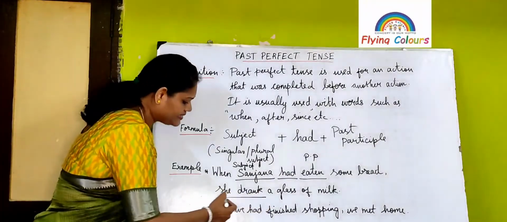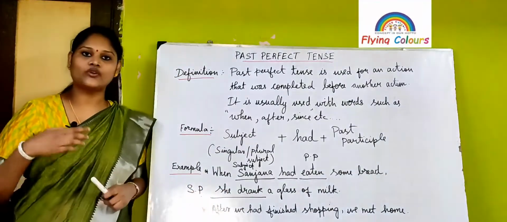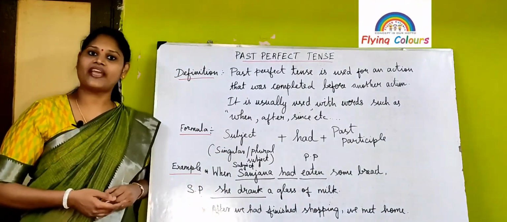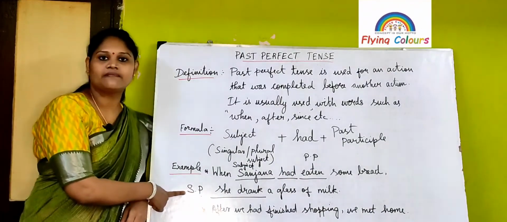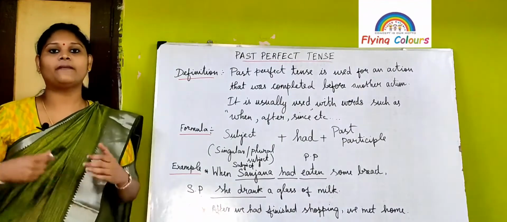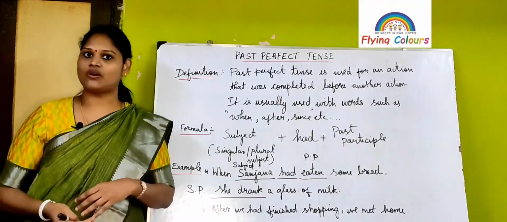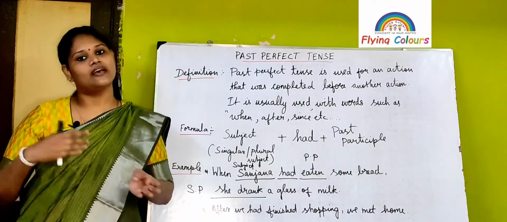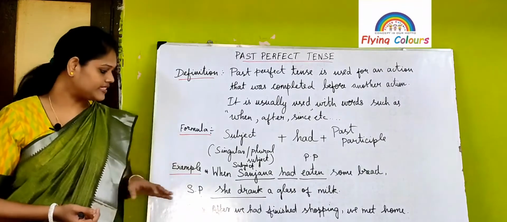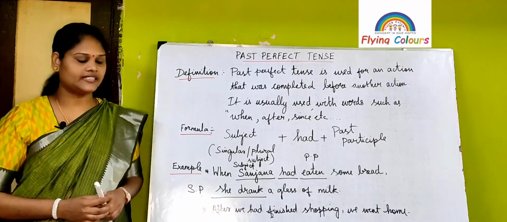She drank is the simple past, right? She is a singular subject and drank is the main verb of the past tense, right? So, this is the simple past. Here, past perfect tense can come with the simple past also. We can frame sentences with past perfect tense plus the simple past. This is an example.